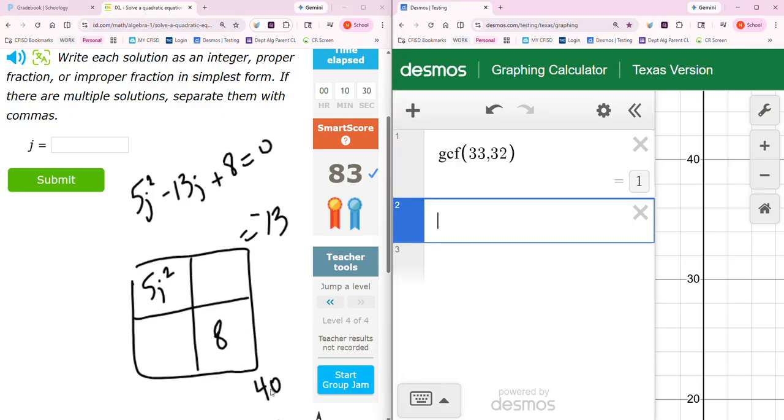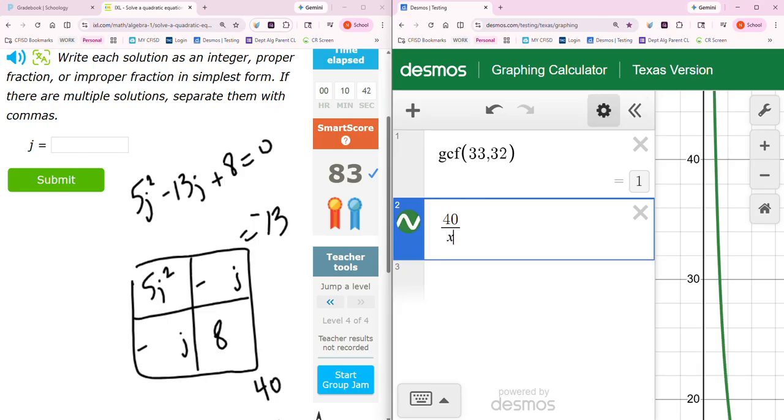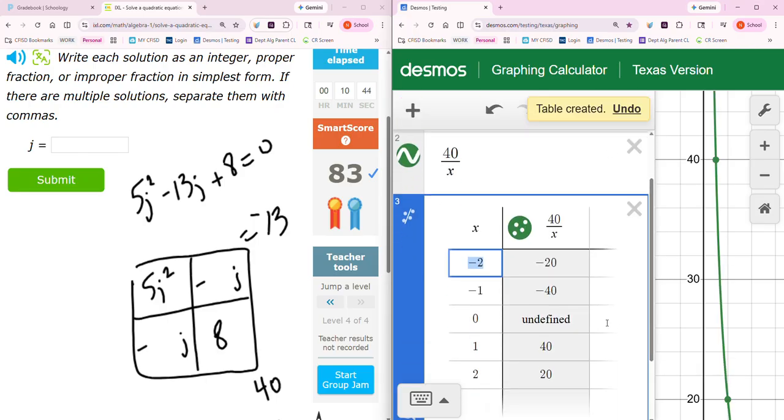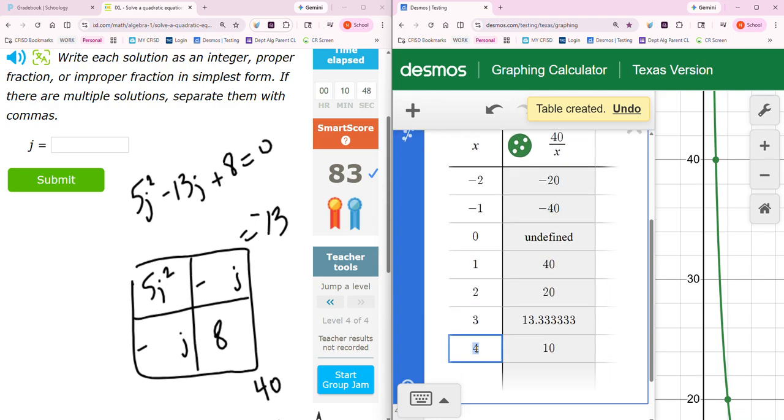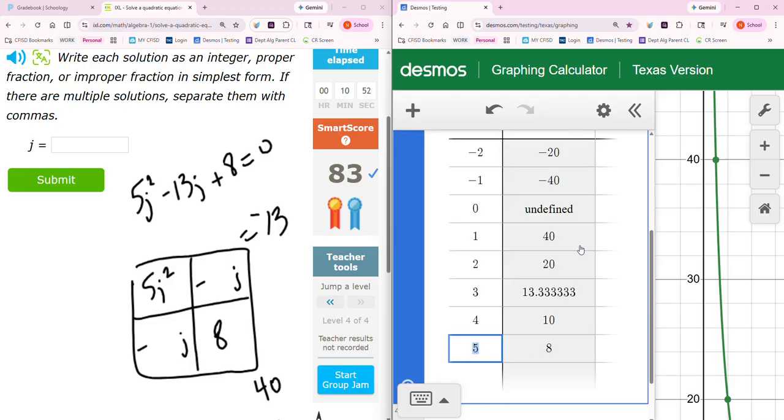So I'm going to look at the factors of 40. Again, we know both of these are going to be negative, because the product is positive. So the factors of 40 that are going to add up to 13. So I'm going to do 40 divided by x, convert to a table. And again, we are adding the two terms together. 10 plus 4 is going to give me 14. 8 plus 5 is 13. That's exactly what we want to use.